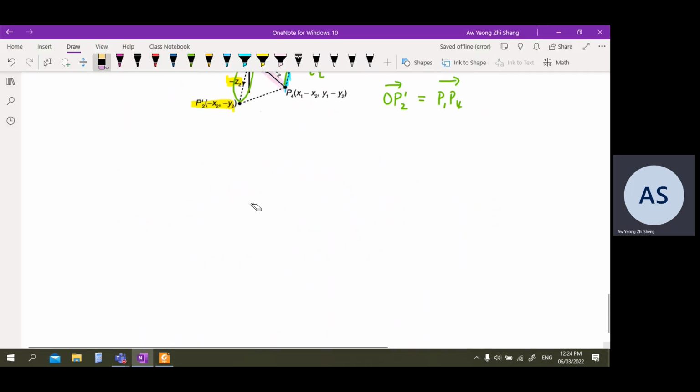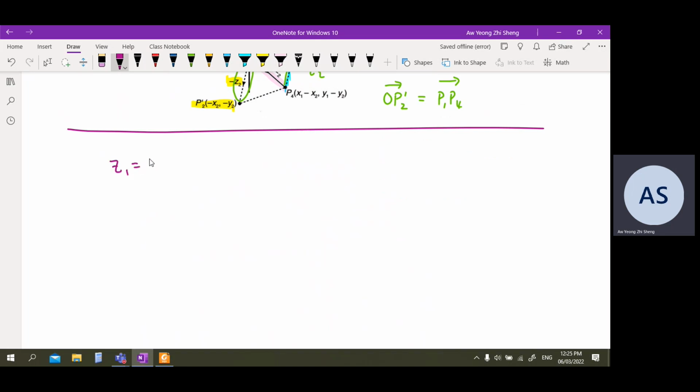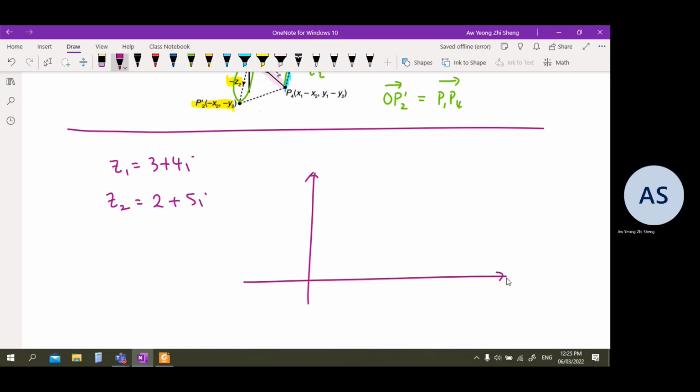Now, just to very quickly illustrate to you using a numerical example. For example, if I take Z1 to be 3 plus 4i, Z2 to be 2 plus 5i, then on my Argand diagram, remember in the Argand diagram, the x and y axis shouldn't be labeled as x and y, they should be labeled as imaginary part of Z and the real part of Z.